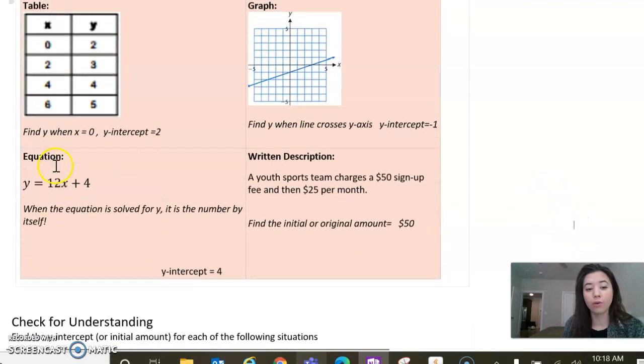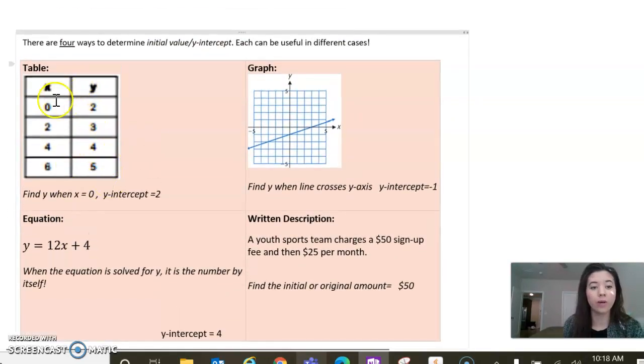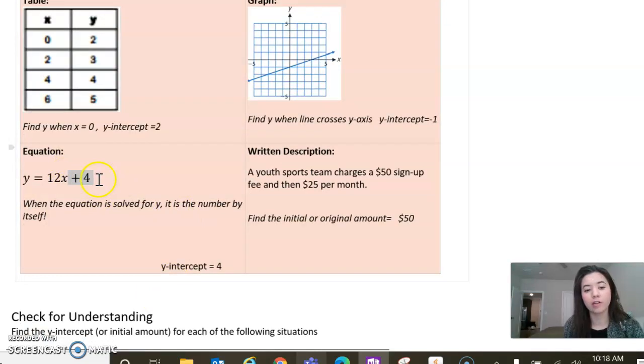Okay, so 4 different ways. Again, from a table, when x is 0, that is your y-intercept. On a graph, you find where it crosses your vertical y-axis. In an equation, it's the number without the variable when it's solved for y. And from your story problem, it is that starting point, that initial starting place.